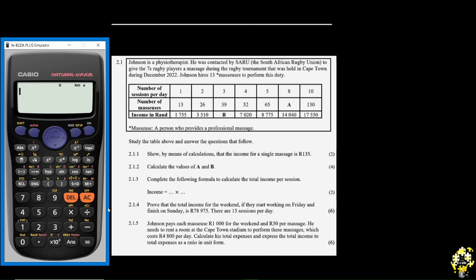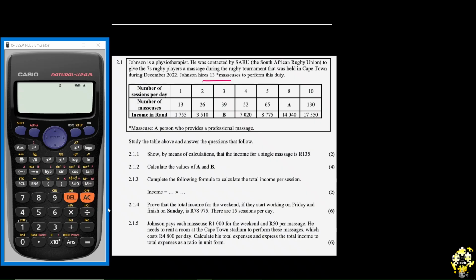Johnson hires 30 masseurs. Is that how it's pronounced? Masseurs? Whatever. She hires people who are going to perform massages. Whatever they are called, masseurs or whatever they are called.